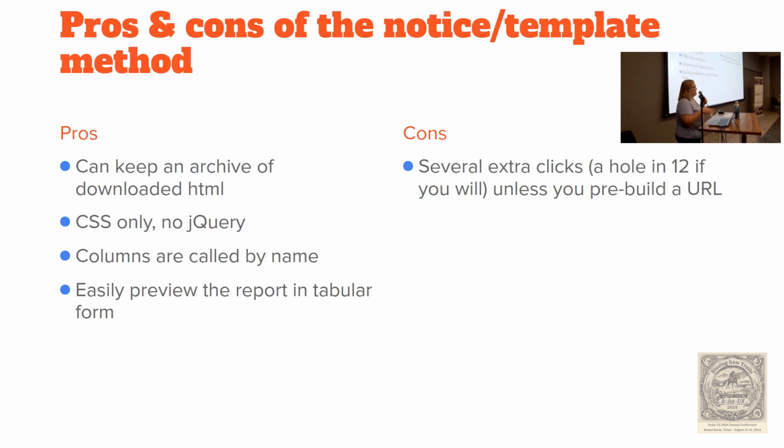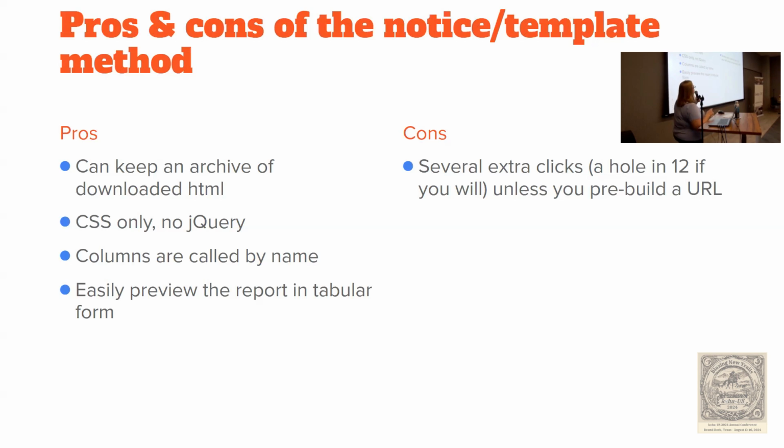You only have to use CSS. You don't have to interact with jQuery at all. The columns are called by name. Very handy, easier to proofread for sure. You can easily preview the report in tabular form. So somewhere around click 2, 3, or 4, your staff could actually say, okay, does this look right? Maybe print it, maybe run to the shelves if there aren't too many, but it is previewable in tabular form.